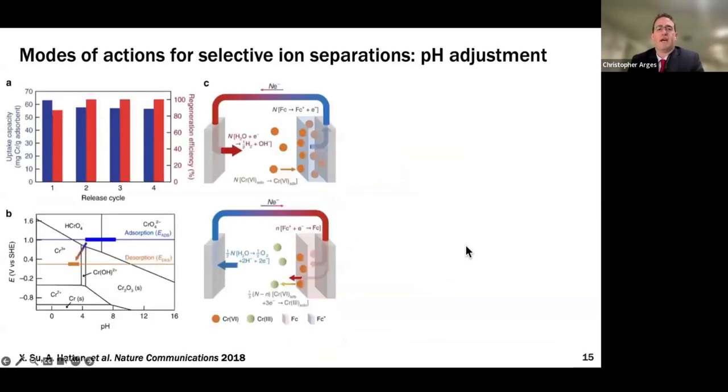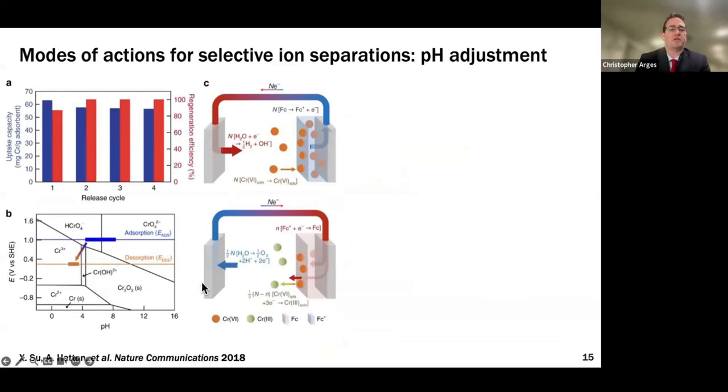So the final mode of action for selective ion separations is pH adjustment. This is pretty important. And what we're really interested in is in situ pH adjustment, as opposed to adding acid and base externally to the solution. The acid and base, that means you have the chemicals on site. There's a large energy use with that acid and base. So if you think caustic soda, you have to think chloralkali process.